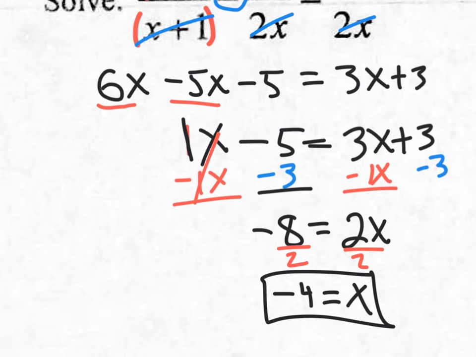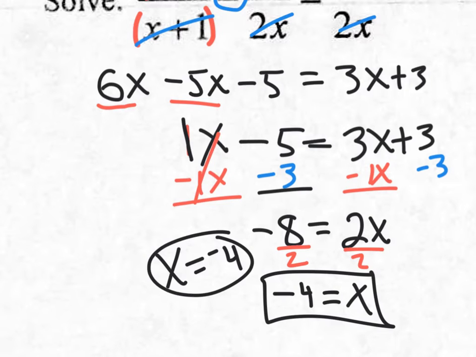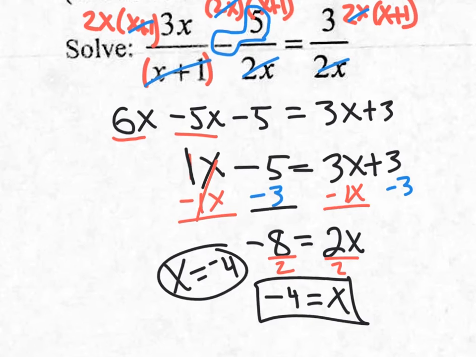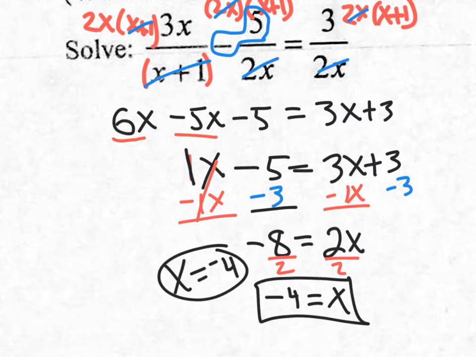Doesn't matter if it's written that way or this way, whatever. That's your answer: x equals negative 4. Of course, you need to take a couple of seconds to make sure that negative 4 doesn't mess up any of these denominators by making them 0. So negative 4 is our single answer on this problem.